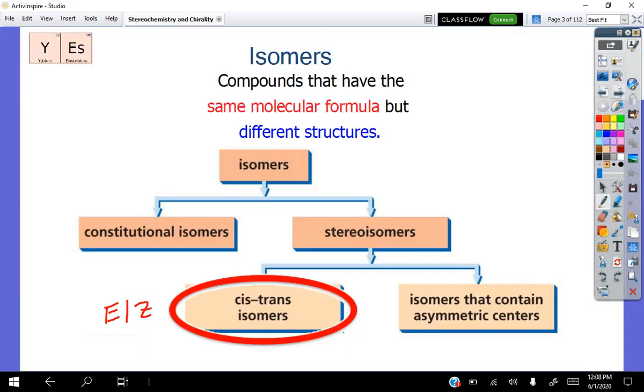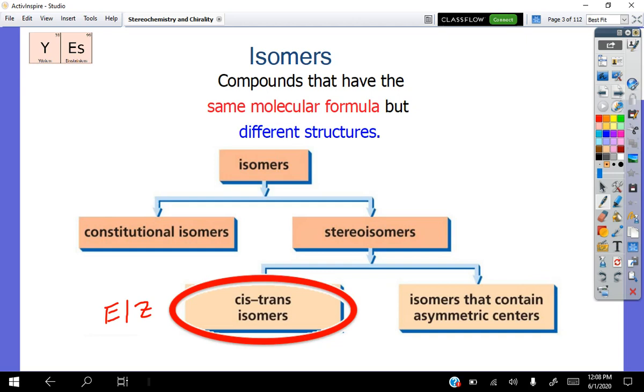We've previously talked about isomers. Isomers have the same molecular formula but different structures. So they have the same number of carbons, hydrogens, oxygens, etc. But the way they're attached is different.